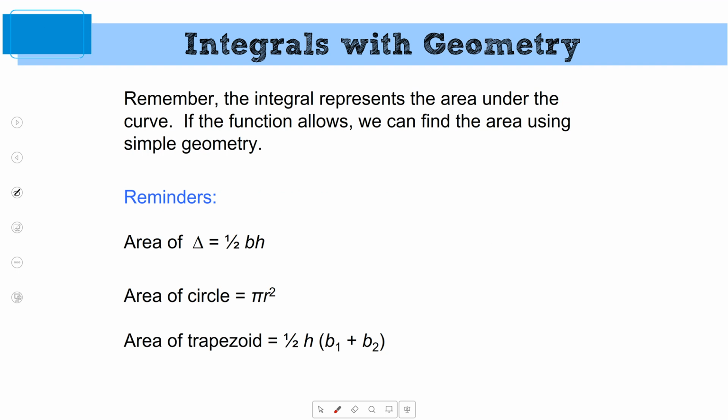Quick review just to make sure we're all on the same page. Area of a triangle, 1/2 base times height. Yes? Yes. Area of a circle, pi r squared. Not 2 pi r, that's circumference. Area of a trapezoid, 1/2 h times b1 plus b2. You might not remember that one. I'm assuming you know what a rectangle is, right? Base times height. Okay. If you got all that, you're good to go.